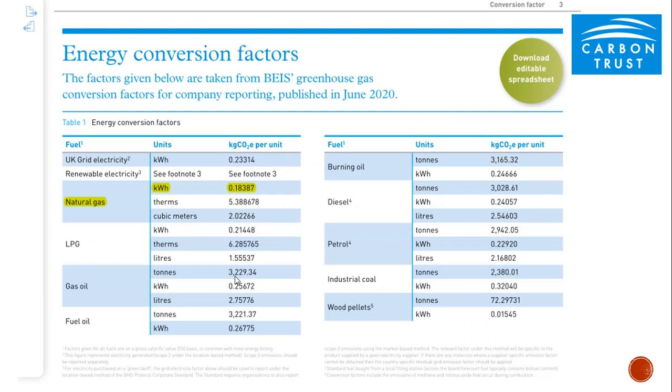If you go to the Carbon Trust website, you'll find out how much carbon dioxide is released per kWh of natural gas, and then you can convert the natural energy you used to melt the glass.